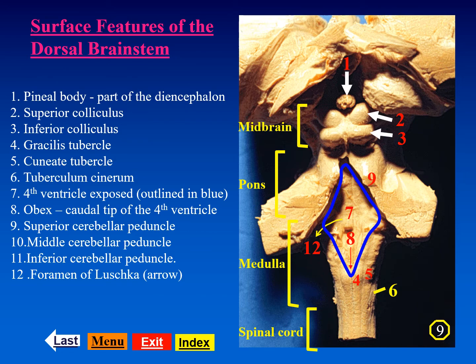Then we have some fiber bundles that lead from each brainstem level to the cerebellum and carry information to or from the cerebellum. First we see the superior cerebellar peduncle, then we have a middle cerebellar peduncle, and then the inferior cerebellar peduncle.